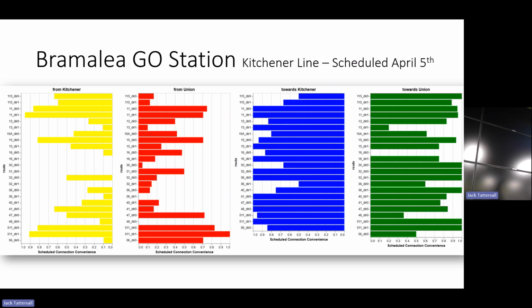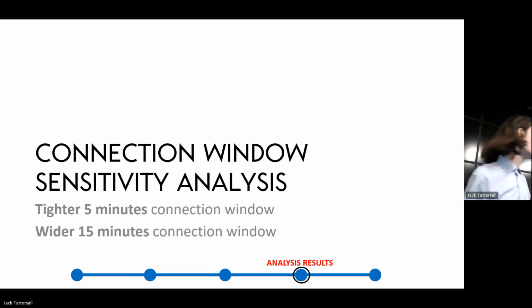Then you've got others that are scoring even worse, such as GO routes 30 and 32, which are what GO Transit terms a train support bus route. So they're a bus route that primarily runs when GO trains aren't running, or fills a gap in the GO train network because of limitations on when they can run GO trains. And that means it's not necessarily a route where they would prioritize connections with their trains, because it's not really supposed to connect with the train so much as replace a train.